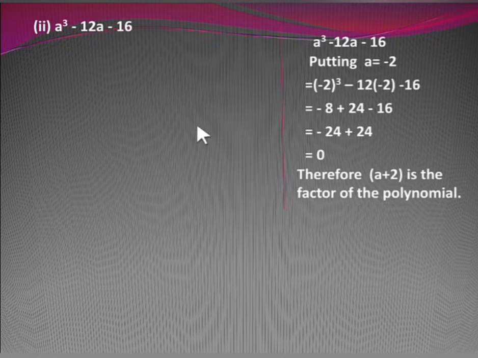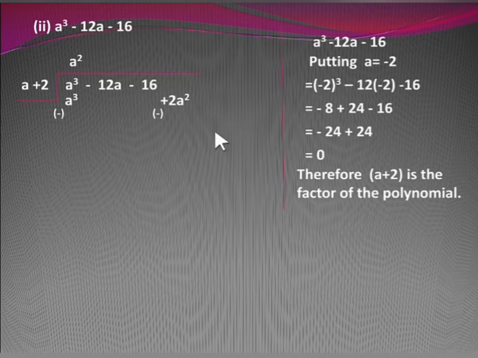Now we have to divide a cube minus 12a minus 16 by a plus 2. Let's divide. Now a into a square, we get a cube. We have to multiply these 2 and a square, we get 2a square. Subtraction, change the sign. a cube minus a cube equals to 0. We don't have to write a cube. Then minus 2a square. We have to take this down.